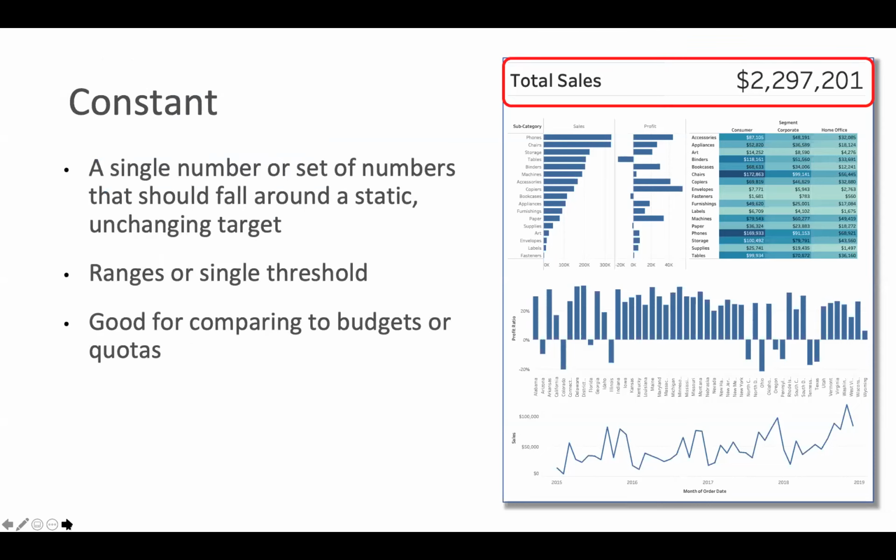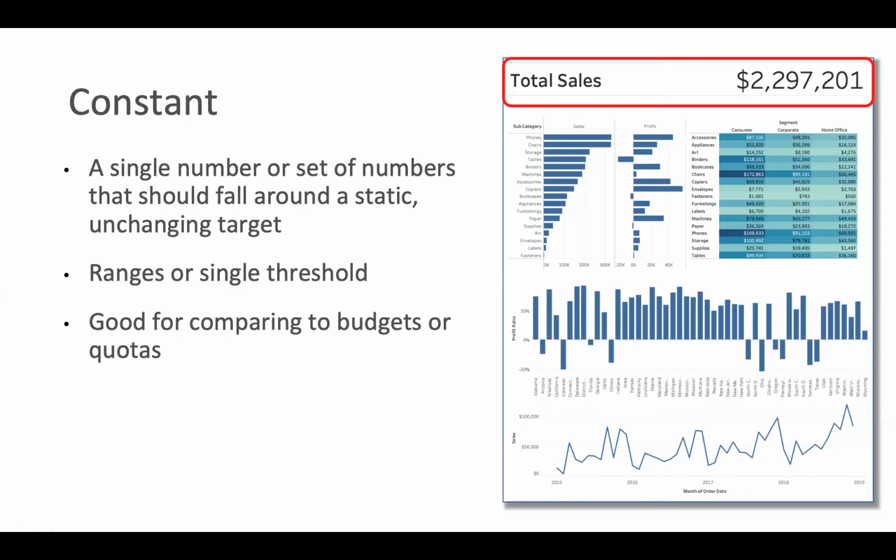Okay, so the first one is constant. This is by far the simplest. This is something that Tableau, in fact, does today with their alerting capability. And this is where you might have a single number or a set of numbers that should fall around a static or unchanging target. What I mean by that is we have this single number here, the 2.297 million, and perhaps we have a target that we want to compare that against. It could be for budget or quota, but the point is it's something that is fixed and not changing, and we want to compare to it on a regular basis.